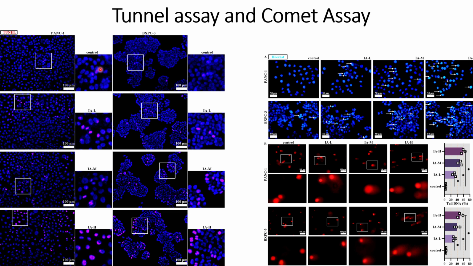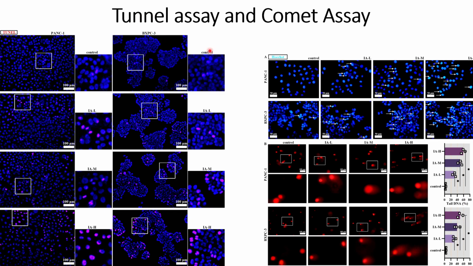We can see that in the control the amount of apoptotic cells is less compared to the case where isoferulic acid is used at low concentrations, and this TUNEL staining signal further increases when the isoferulic acid concentration increases. It goes to a maximum level at the highest concentration, 12.5 micromolar isoferulic acid. The same thing they have observed for the BXPC3 cell lines.